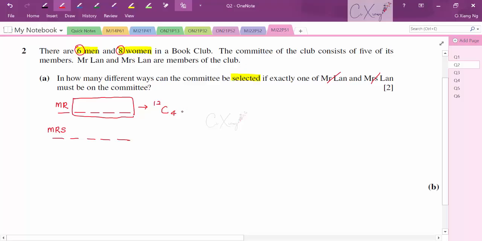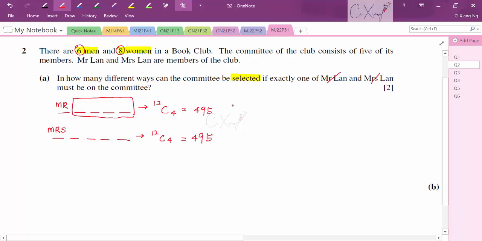and I want to choose 4 of them to be in the committee. At the same time, the same case also, when Mrs. Lan is in the committee, I want to exclude Mr. Lan from being selected. Therefore, the available number for the members will be 12 also, where I'm going to select 4 members from the remaining 12 members. All right. So for both of these separate cases, I will give you the number of combination, which is 495.